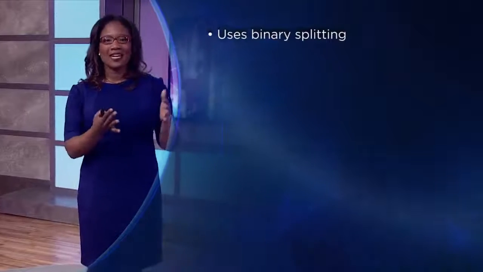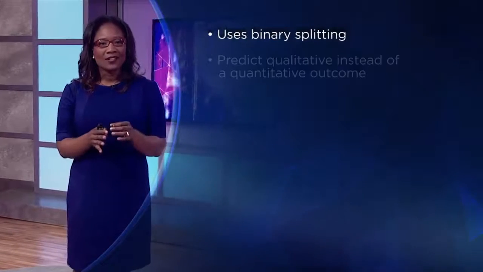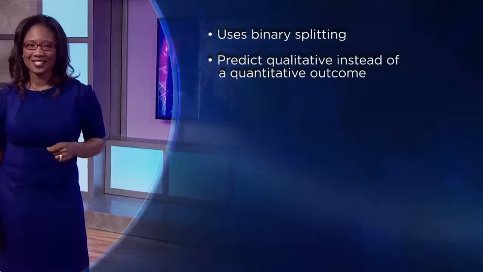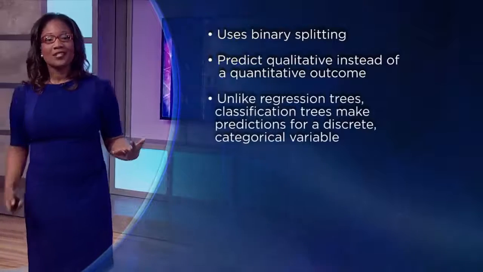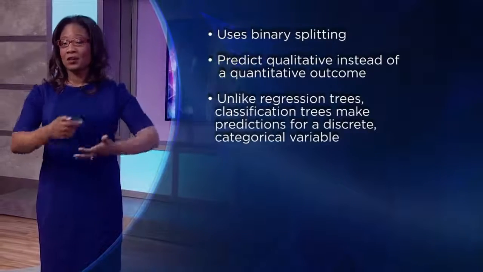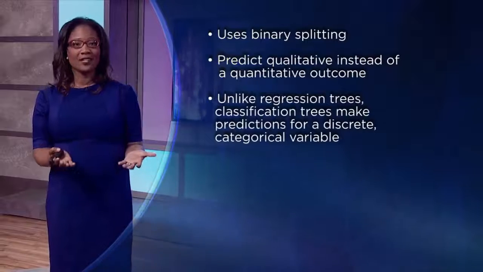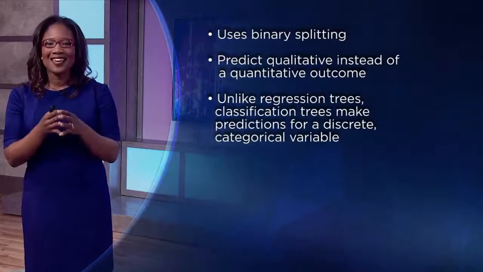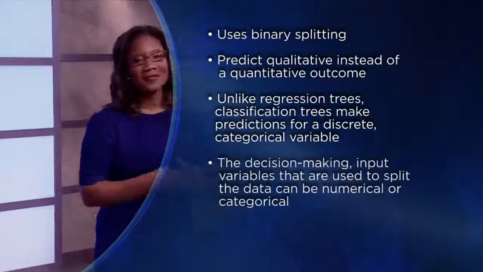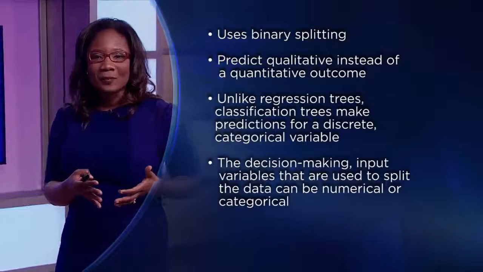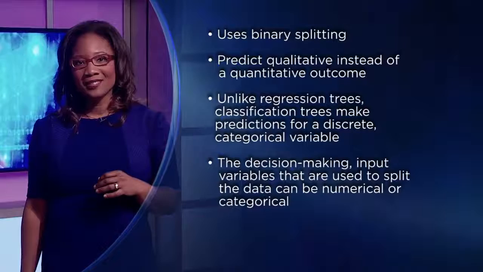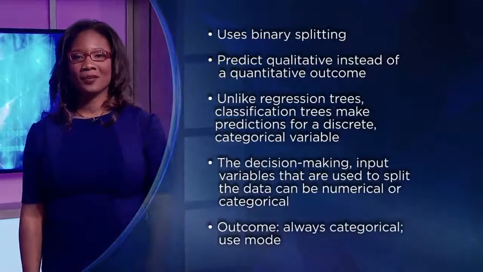Now, growing a classification tree is also going to use binary splitting. However, classification trees predict the qualitative instead of the quantitative outcome. So in other words, unlike regression trees, which have those numerical predictions, the numbers at the bottom in our leaves, a classification tree is going to make a prediction for a discrete categorical variable. Now, the decision-making input variables that are used to split the data can be numerical or categorical, but the outcome is always going to be categorical.